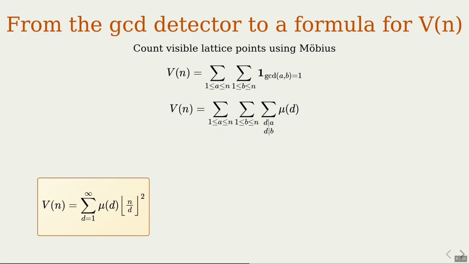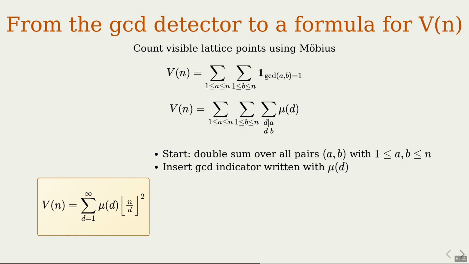Start with a double sum over all pairs where a and b are greater than or equal to 1 and less than or equal to n. For a fixed d, the numbers between 1 and n that are multiples of d are exactly d, 2d, 3d, up to the largest one not exceeding n. There are floor of n over d such multiples in each coordinate, so we get a little grid of size floor of n over d squared.